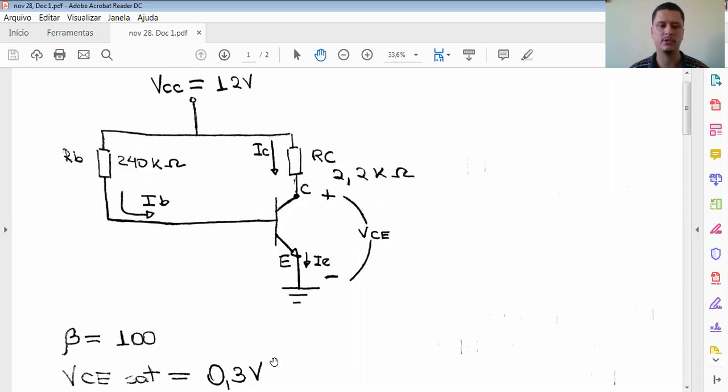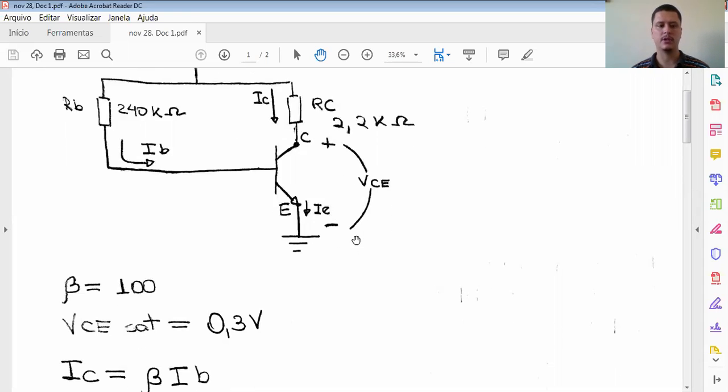So here, the saturation voltage is 0.3 volts. And what they asked was, what is the current of the collector, IC, and what is the voltage between the collector and the emitter, the VCE. Here's how we do the calculation.